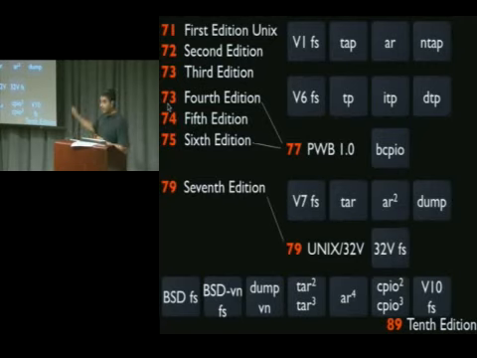And not everything is ancient, because things like tar, R, and CPIO actually continue to this date in the same format. So the last versions I've listed here are actually the same as what we have today.